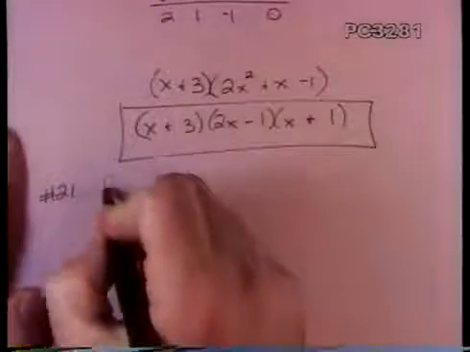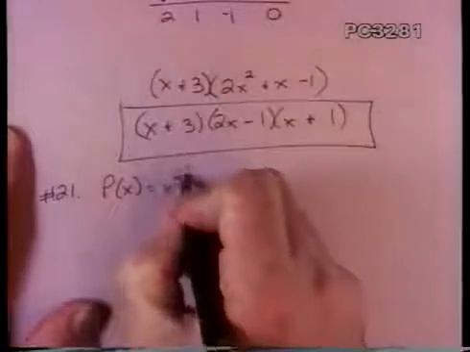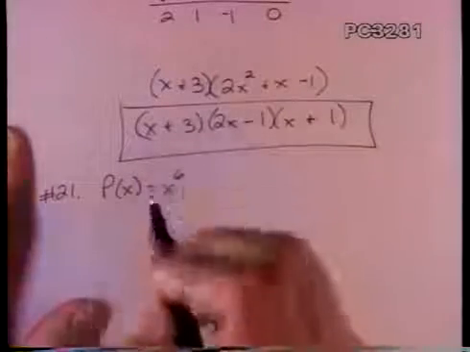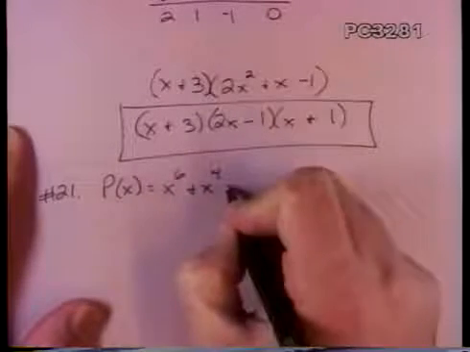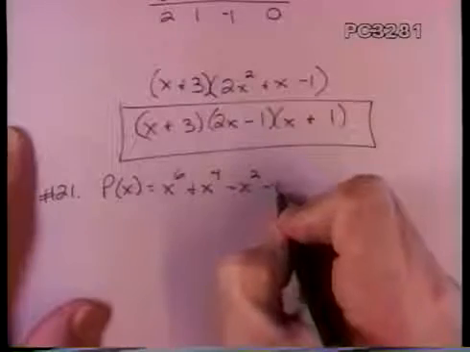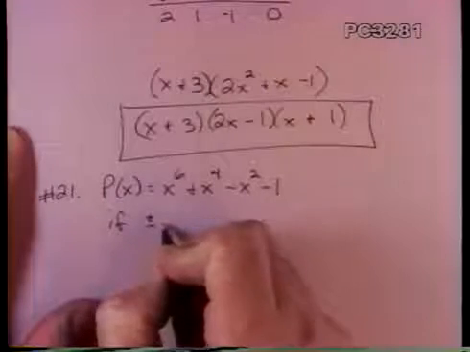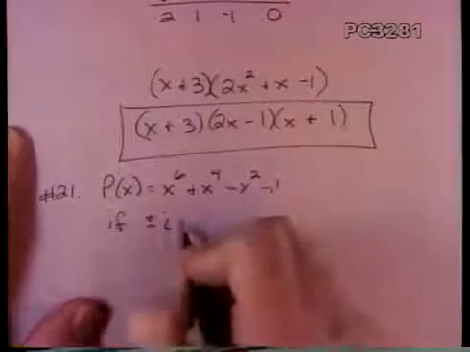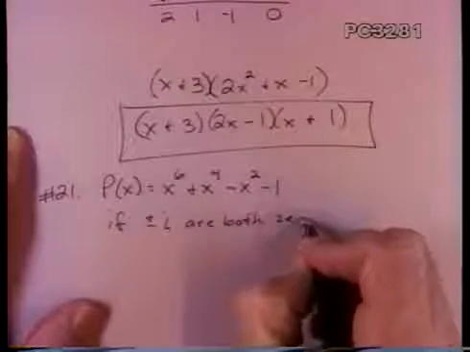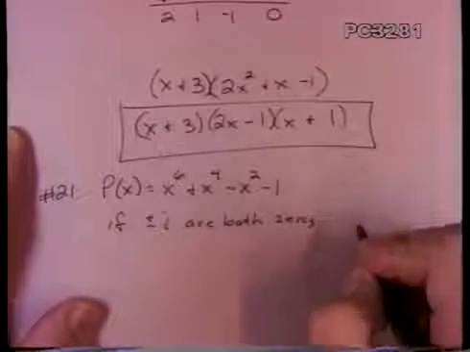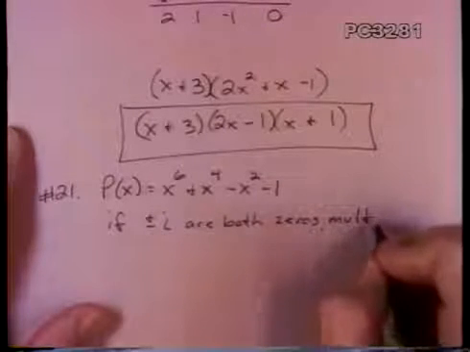Number 21 says, okay, p of x is equal to x to the 6th plus x to the 4th minus x squared minus 1. If plus or minus i are both zeros of multiplicity 1. Now 21 is the hardest one of the bunch here, but there's something about number 21 that I wanted to point out. That's what I wanted to talk about, this expression, multiplicity.